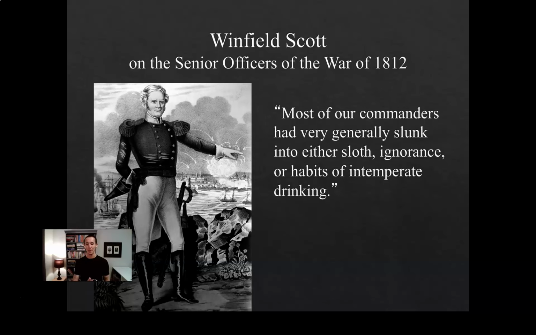And on top of that, the generals that were put in charge of the war were all heroes of the American Revolution. Well, that was so long ago that most of them were old and senile. Most of our commanders have generally slunk into either sloth, ignorance, or habits of intent for drinking. So overall, the War of 1812 will have more military disasters than successes.